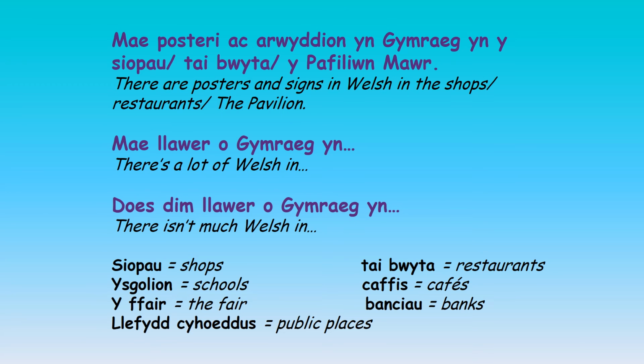You can also refer to the use of Welsh in your area, for example by referring to any signs or posters you have seen. Mae posteri ac arwyddion yn Gymraeg yn y siopau, y tai bwyta, a'r pafiliwn mawr. There are posters and signs in Welsh in the shops, restaurants, the pavilion. Mae llawer o Gymraeg yn. There's a lot of Welsh in. Does dim llawer o Gymraeg yn. There isn't much Welsh in. You obviously need to finish these sentences with a place or places.